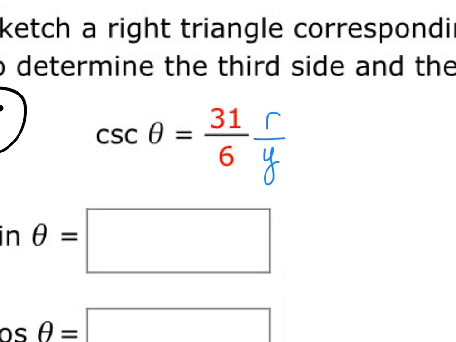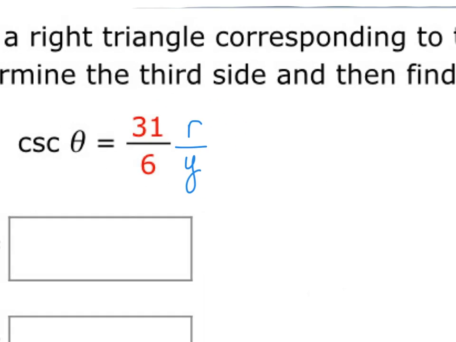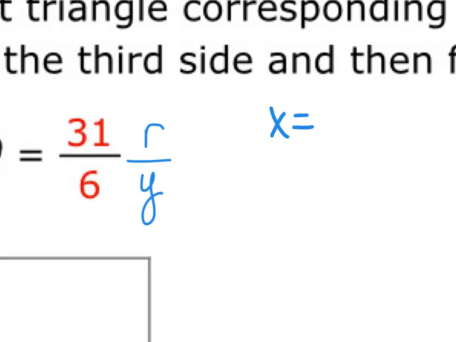Okay? So in order to find the six trig functions, we need X, we need Y, we need R. If you want to draw a triangle and then figure out which is the opposite, which is the adjacent, that's up to you. But you're going to have to mark your triangle correctly, given the information. I would just go with X, Y, and R. You don't even have to think about a picture. So if I look at this, I know that Y is 6, R is 31.